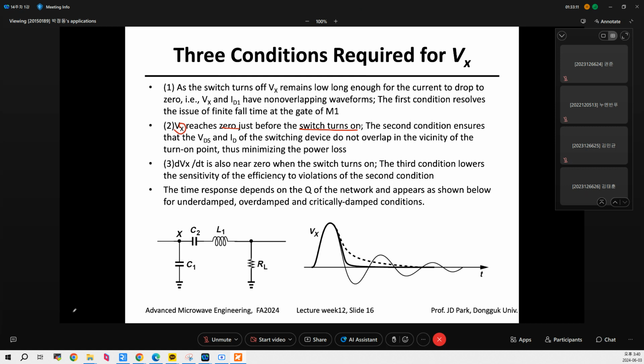So this second condition ensures that the VDS and ID of the switching device do not overlap in the vicinity of the turn off point, right? The top one is the turn off point, the bottom one is the turn on point. Both conditions should be met. Also the third one, Vx should be flat. dv/dt is also near zero when the switch turns on, something like this.